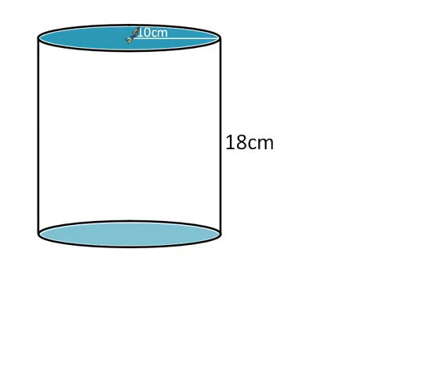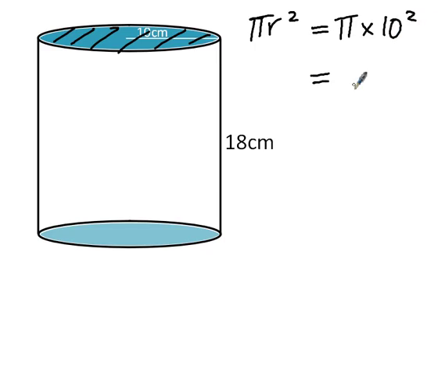Okay, so the radius of the circle is 10 centimetres and the depth or the height of the cylinder is 18 centimetres. So to find the area of a circle, the formula is pi r squared. So for this circle, it's pi multiplied by 10 squared, which is pi times by 100. I'm just going to leave this as 100 pi for now. And then, so that's the area of the circle.